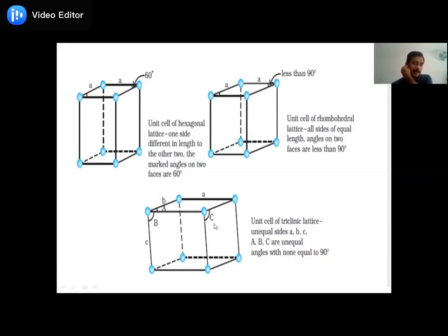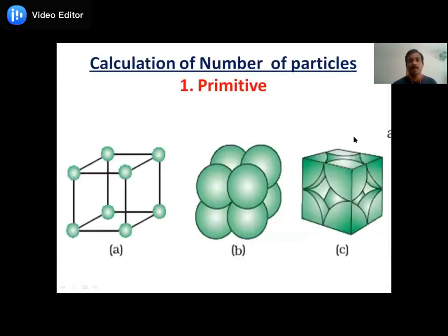I told you our discussion is only about cubic unit cells. Which are the different types of cubic unit cell? Primitive or simple cubic, body-centered cubic, and face-centered cubic. Now we have to calculate the number of particles present in each type of cubic unit cell. The first one is primitive unit cell. Particles are present only at the corners.